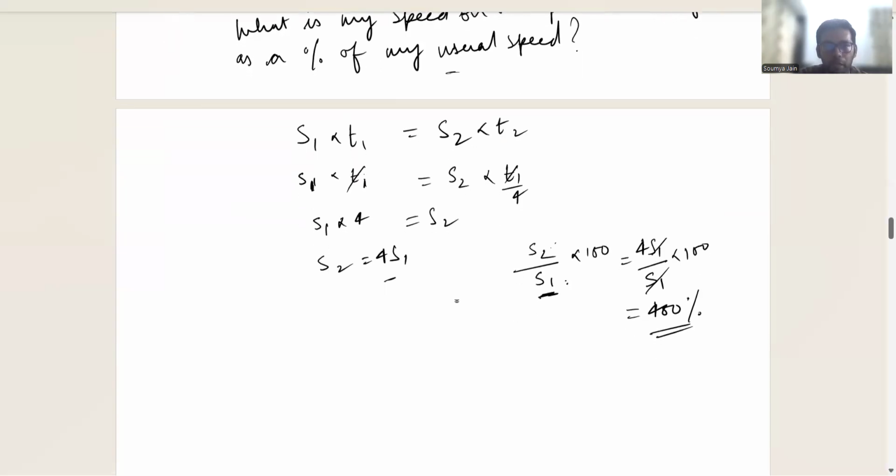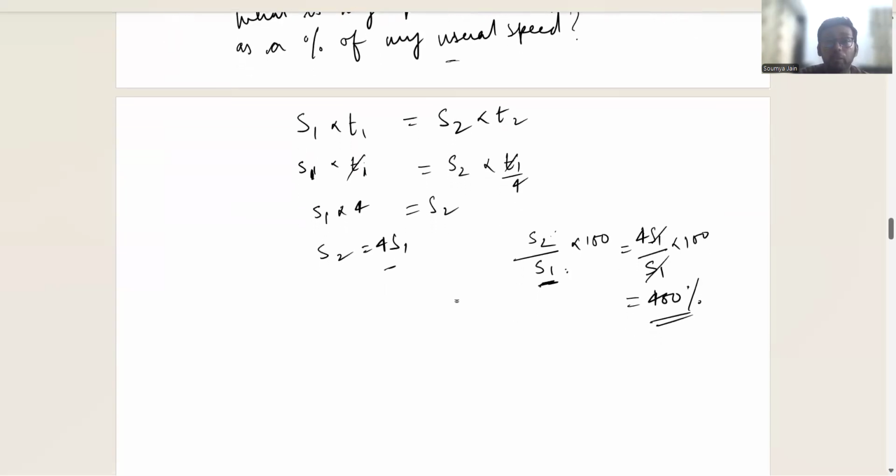But if we look at it from a different perspective, we can arrive at the conclusion very fast. Let's say S into T is equal to a constant. Why is this constant? Because it is the distance. Speed into time is distance, which is constant in our case.